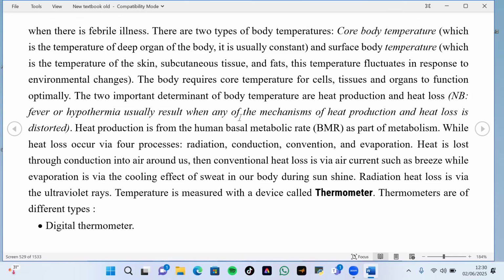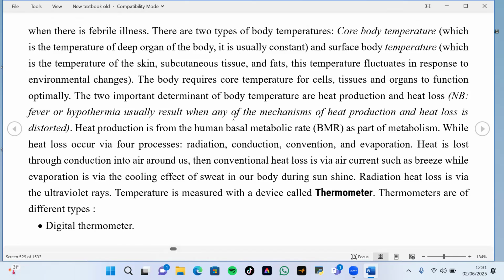The two important determinants of body temperature are heat production and heat loss, like we said. So you begin to have fever or hypothermia when this coordination between the heat production and heat loss is affected. And we said when we were introducing that heat production is from basal metabolic rates, while heat loss is through radiation, conduction, convection, and evaporation.